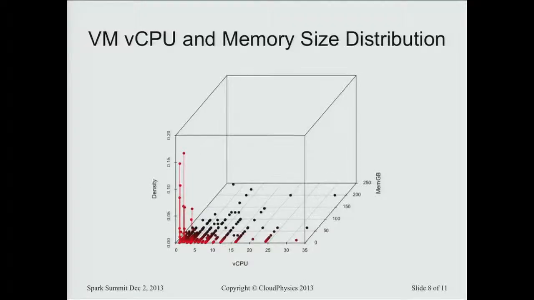So here is just a quick snapshot of one analysis that we did in terms of virtual machine CPU and memory size distribution in our data set. This represents, I think, a subset of our users with over 100,000 virtual machines. So as you can see, most of the virtual machines are clustered between 1 to 4 virtual CPUs and 1 to 8 gigabytes of virtual memory. But there is a wide distribution of both in terms of virtual CPU count and virtual memory size.